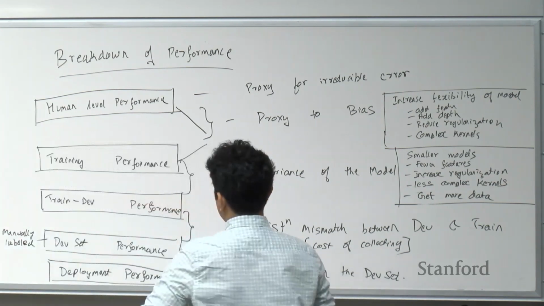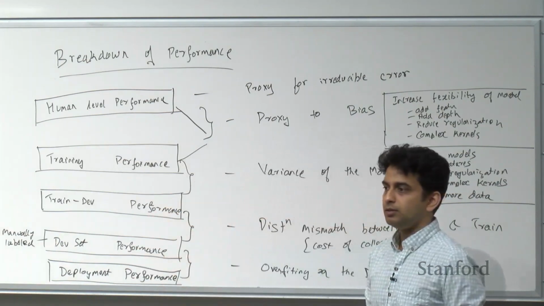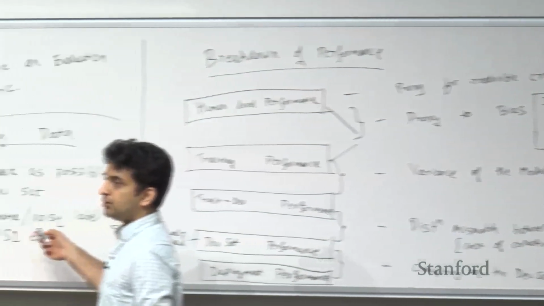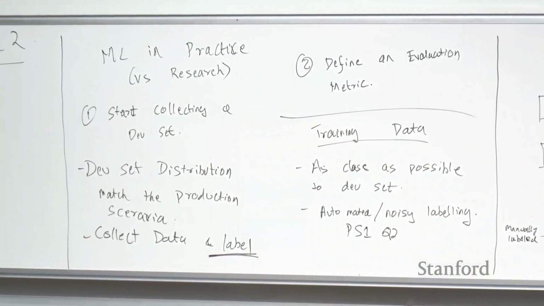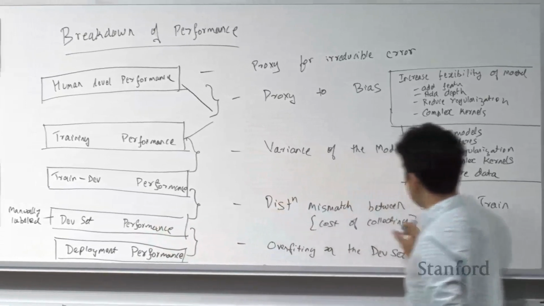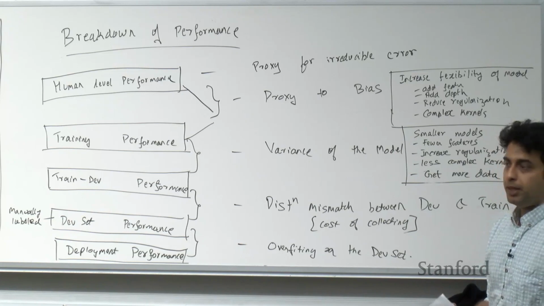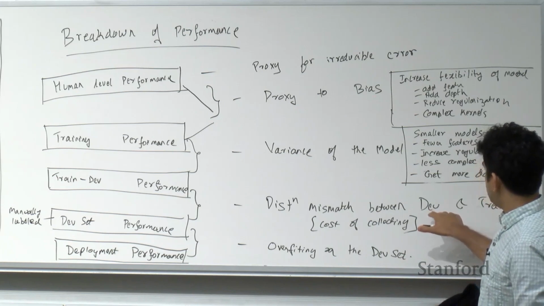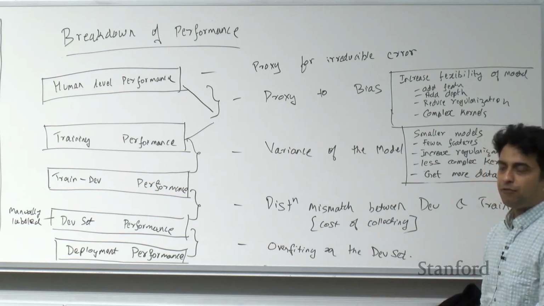And what do we do if there's a gap between train dev and dev set? Change the rules for labeling. Collect training data more systematically. Right? So if the gap between the train dev and dev set is high, then it's an indication that there's a distribution mismatch between the dev set and the training set. And when there is a distribution mismatch between the dev set and the train set, then obviously the thing that you want to do is minimize that difference in distributions.